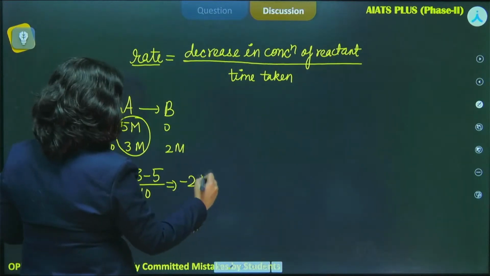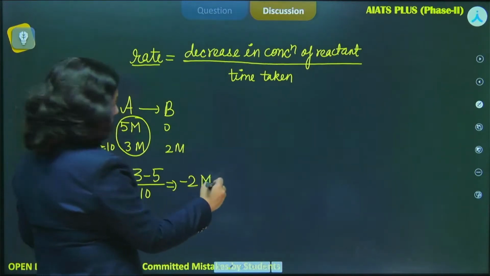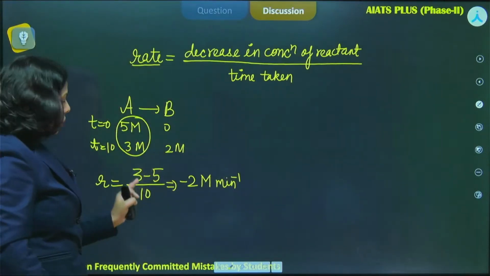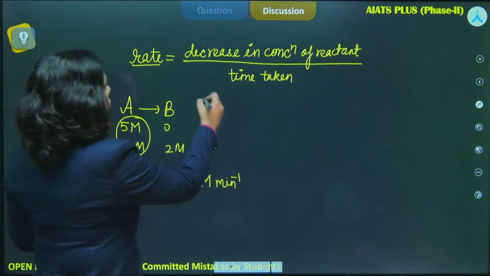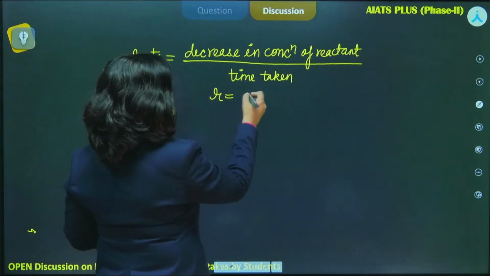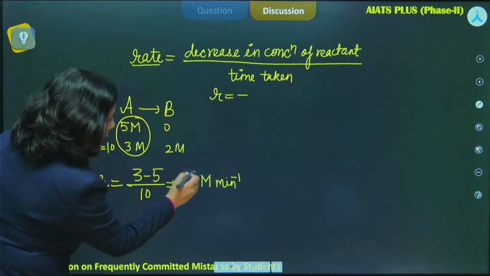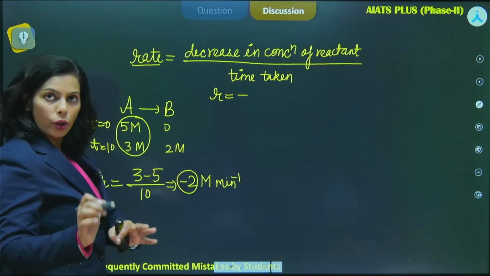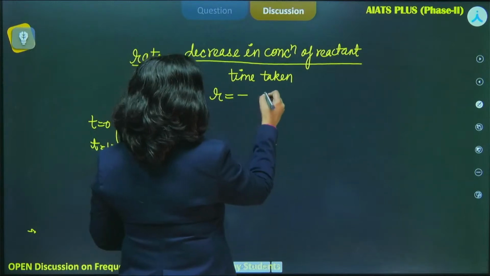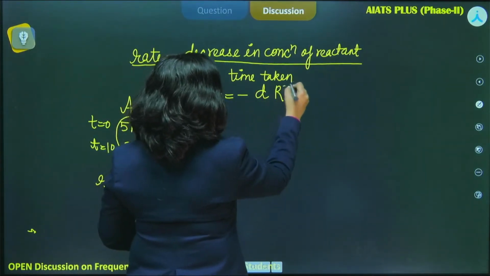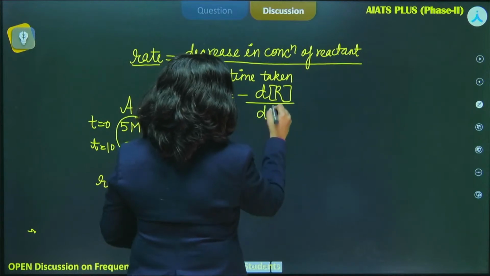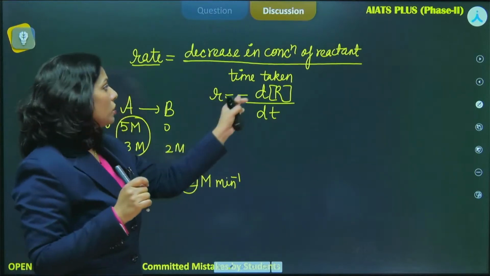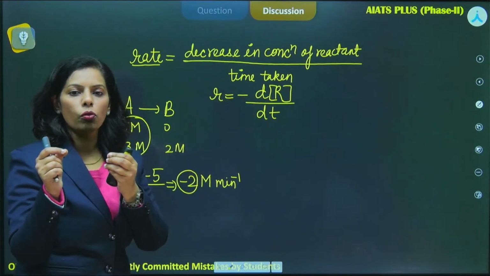-2 molar minute inverse. Can I write this way? Change in concentration with respect to time. Okay. So how to represent the rate if you are representing with respect to reactant? Decreasing concentration. See, here this is the negative sign. This negative is not the mathematical sign. It is just representing the decreasing concentration. Okay. So R is minus d of the concentration of the reactant with respect to time. So this dR by dt is representing the change in concentration at a particular moment in a small time.